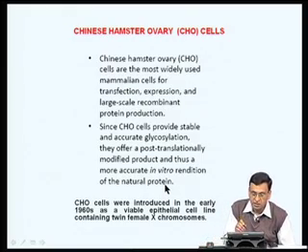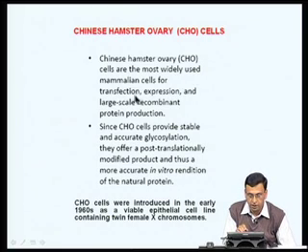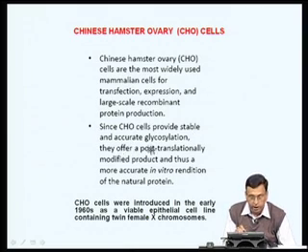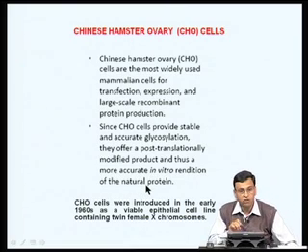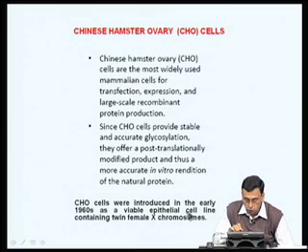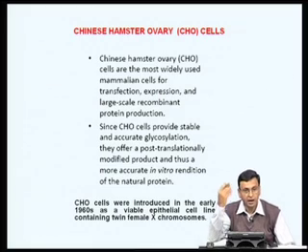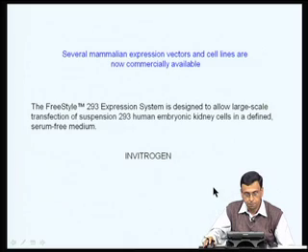The Chinese hamster ovary cells are the most widely used cells for mammalian expression of mammalian genes, especially for large scale recombinant protein production, and the CHO cells provide very stable and accurate glycosylation. They offer a post-translationally modified product that is almost the same as the natural protein. In fact, the CHO cells were introduced in the early 1960s as a viable epithelial cell line containing 2 female X chromosomes. So the CHO cell line is very widely used for recombinant protein production, and the erythropoietin, which we discussed in the beginning of this lecture, is actually produced using the CHO cells.